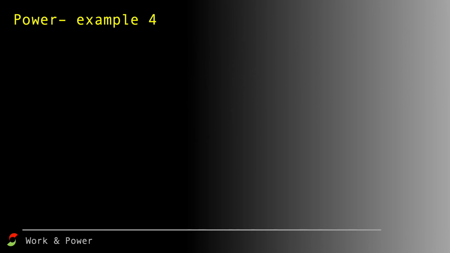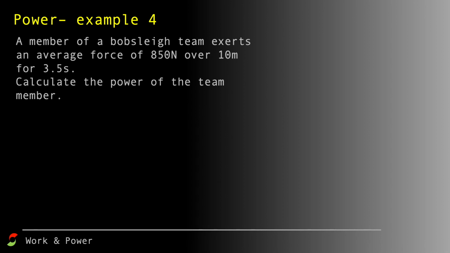Let's have a look at another example. So someone in a bobsleigh team is going to exert 850 newtons over 10 meters, and they're going to do that for 3.5 seconds. And we're going to calculate the power of this team member. Okay, so power is work done over time, so we need to work out the work first. So there's our equation for work. Force 850, distance 10. The work done is 8,500 joules.